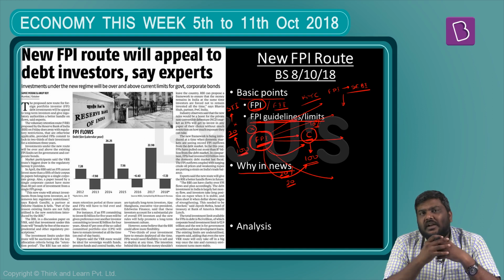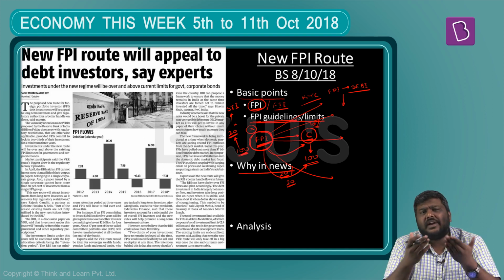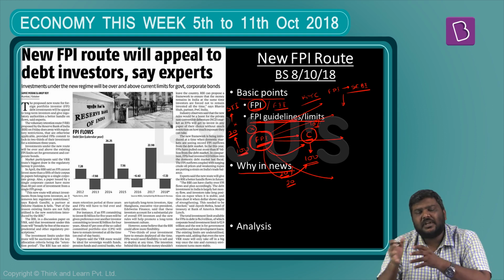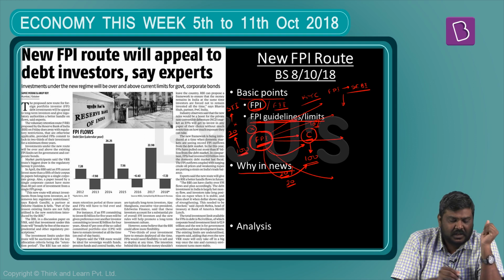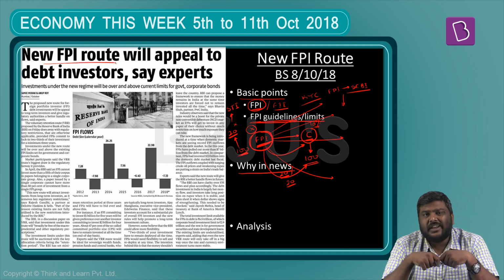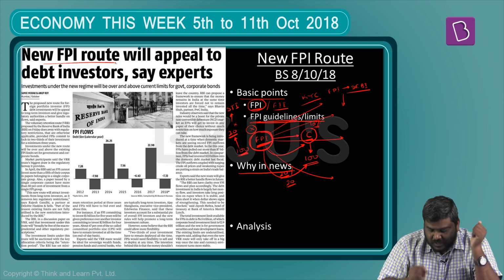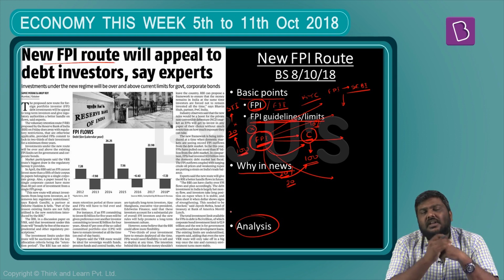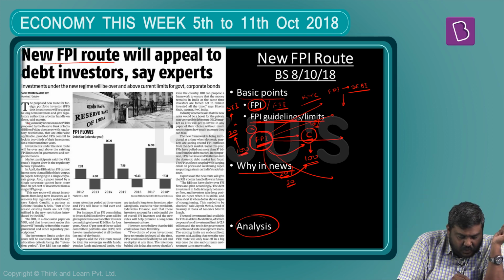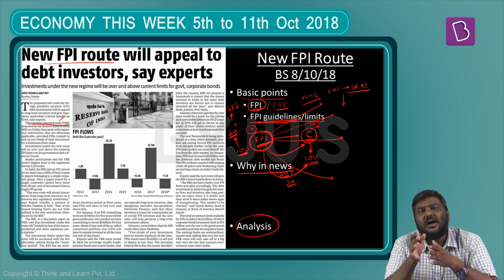To cut this particular net outflow, the government of India as well as RBI have already announced a huge number of measures. In addition to these measures, RBI now says there will be a new FPI route through which they will be attracting a lot of these investments into the Indian market. Now, let's analyze this new route. The RBI calls this route the Voluntary Retention Route, VRR.